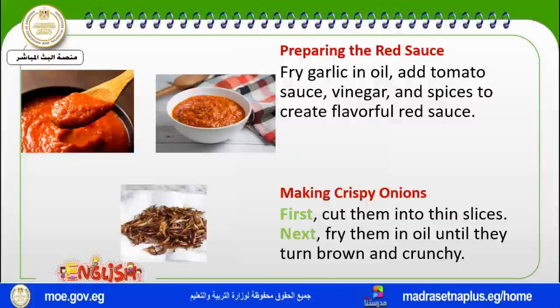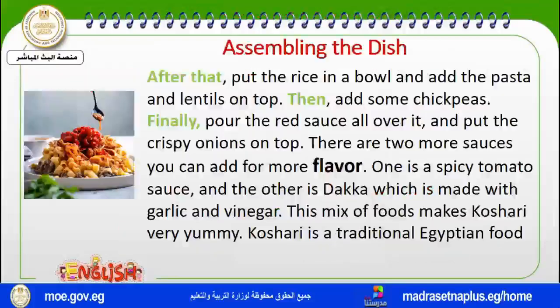Now the koshery components are ready to collect in a dish. So let's start assembling our dish. After we have boiled and cooked the ingredients and prepared the sauce, let's put it in one dish. We start putting the rice in a bowl, then add the pasta, and then add some chickpeas like this one. We have rice, lentils, and pasta in layers.